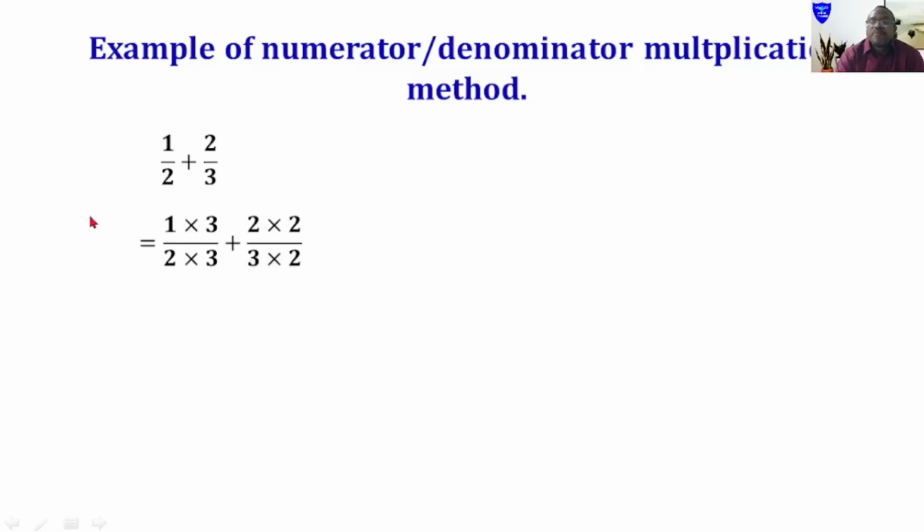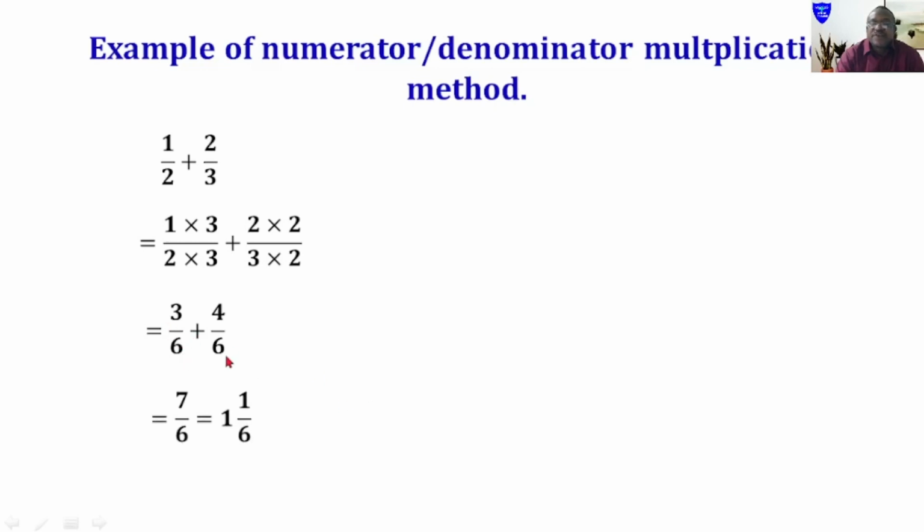Now, this will give me 6 and that will give me 6. This is how it works, guys. So I'll have 1 times 3 will give me 3, 2 times 3 will give me 6, 2 times 2 will give me 4, and 3 times 2 will give me 6. So can you see we've moved from different denominators there to same denominators. At this point, now that the denominators are the same, guys, we can simply retain this denominator and add the numerators as follows. Okay?